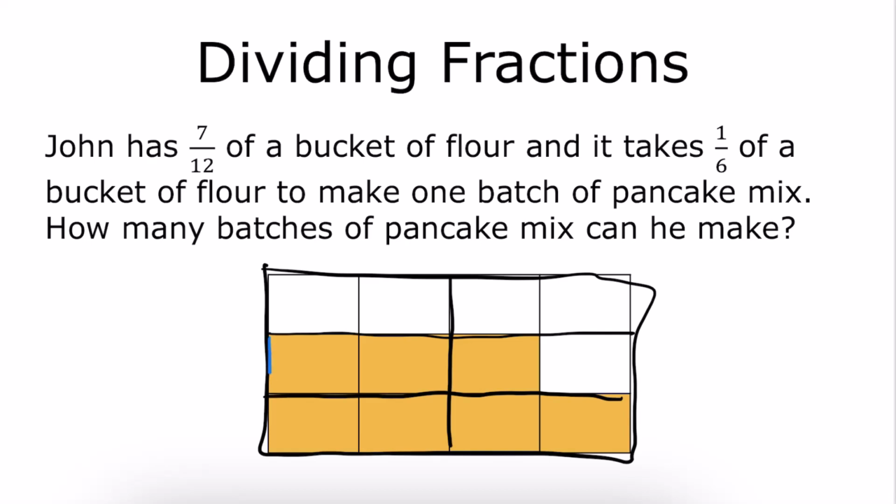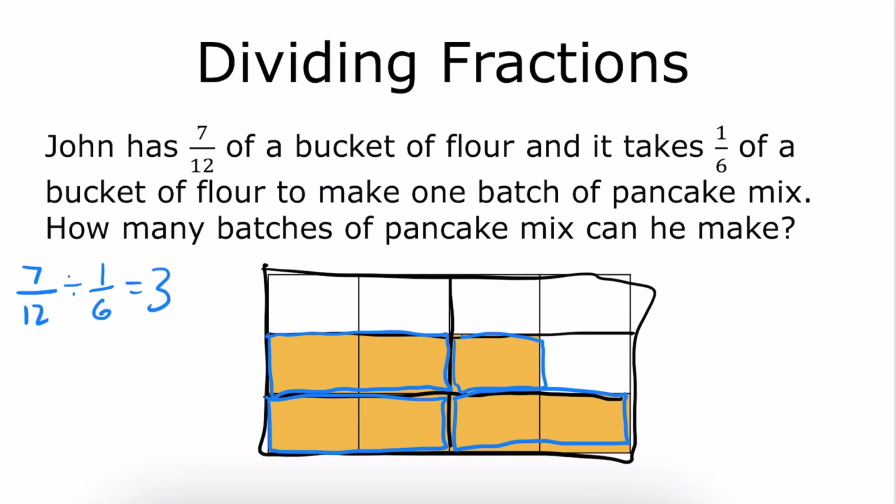This tells me that I can make one whole batch of pancake mix and another whole batch of pancake mix and another one. And then this part right here can make a half of a batch of pancake mix. And so what that tells me is that 7/12 of a bucket of flour divided into groups of 1/6 equals 3 whole batches of pancake mix and a half a batch of pancake mix. And again, the pattern will be easier for your students to notice if you write it as an improper fraction. So 3 1/2, if you write that as an improper fraction, is 7/2.